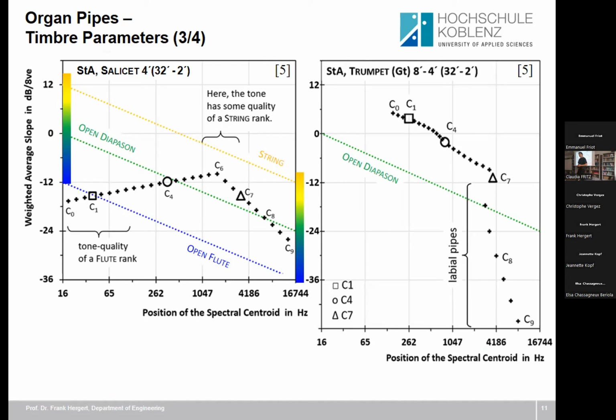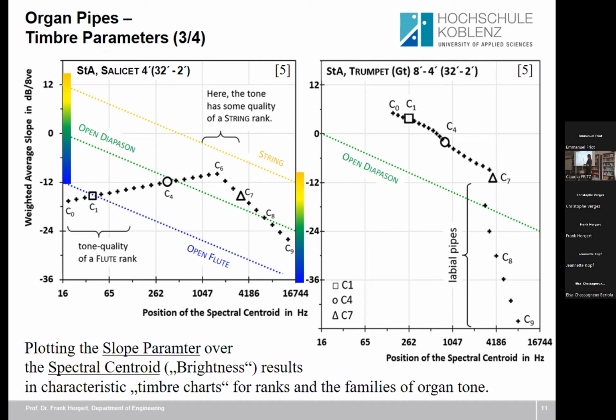If we plot a trumpet, a reed rank, we see it's up there. So it is less fundamental, so it's up compared to an open diapason. And the top octave, of course, goes here because here we don't have reed pipes anymore, we have flute pipes.